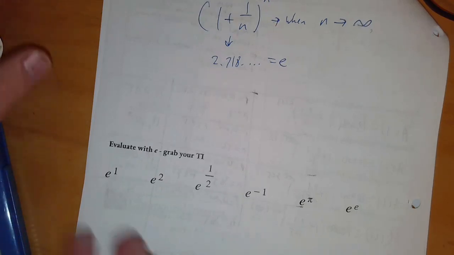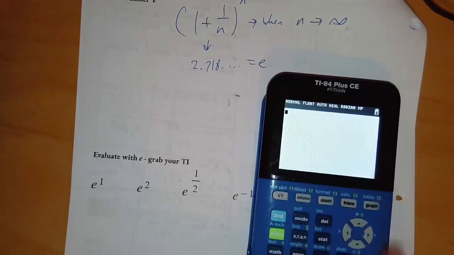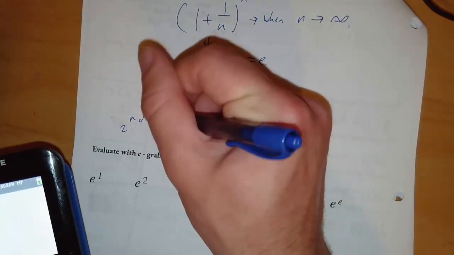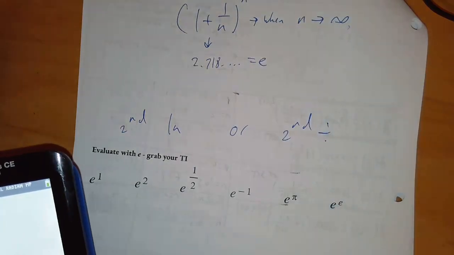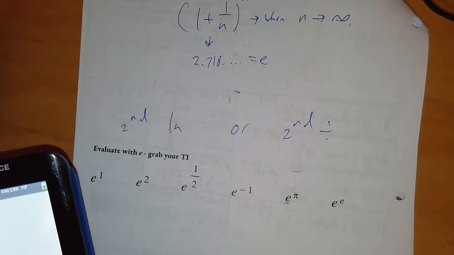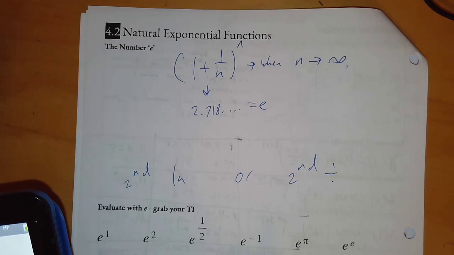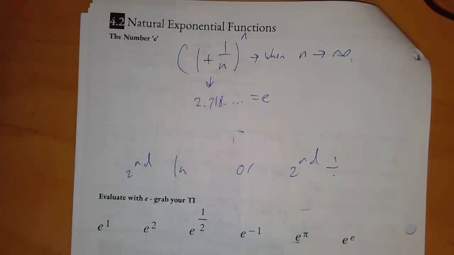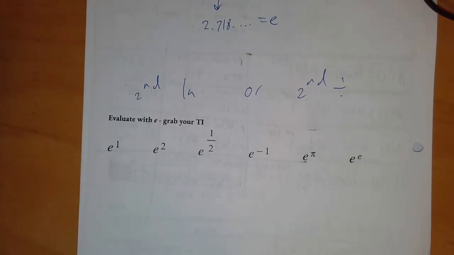Okay, so how do we find e on the calculator? So this is some basic calculator skills. There's second ln, or second and then the division sign. Both of those will get you e in some way. So second ln is e to the power, and then second division sign is just the value of e. Okay. And so I'll pause the video for a second. Let's make sure we're on the same page.